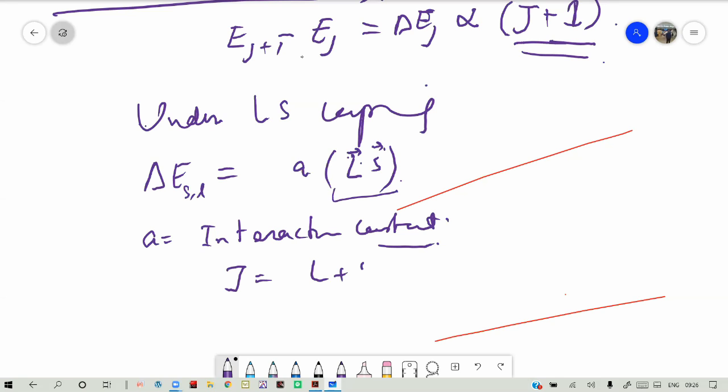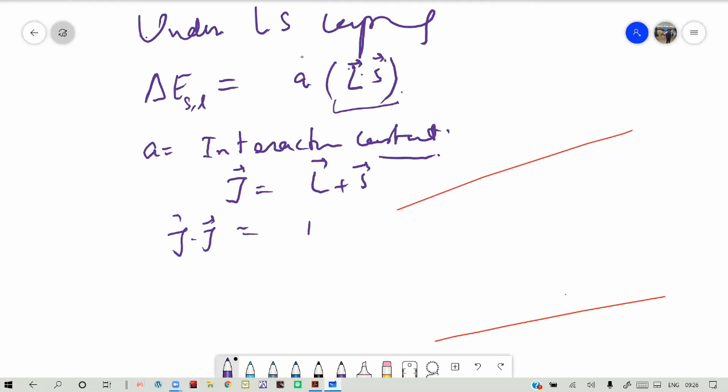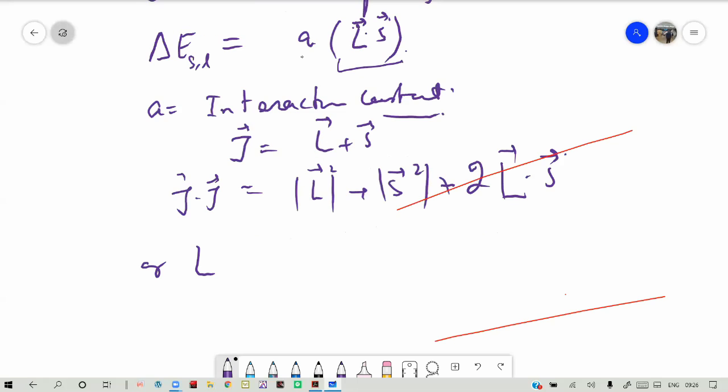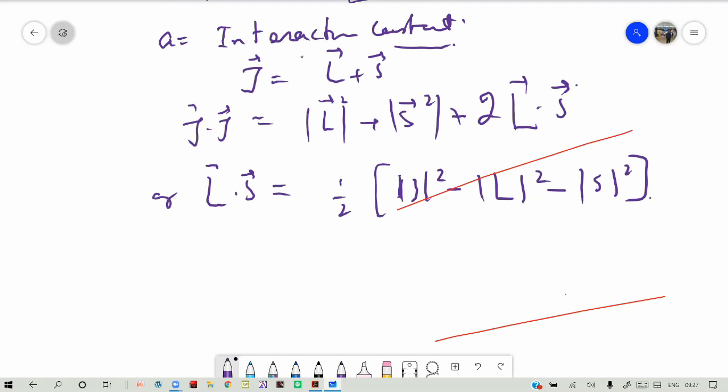So J equals L plus S, we all know that. Now J dot J is equal to mod L square plus mod S square plus 2 L dot S, or I can write L dot S is equal to 1 by 2 times mod of J square minus mod of L square minus mod of S square.